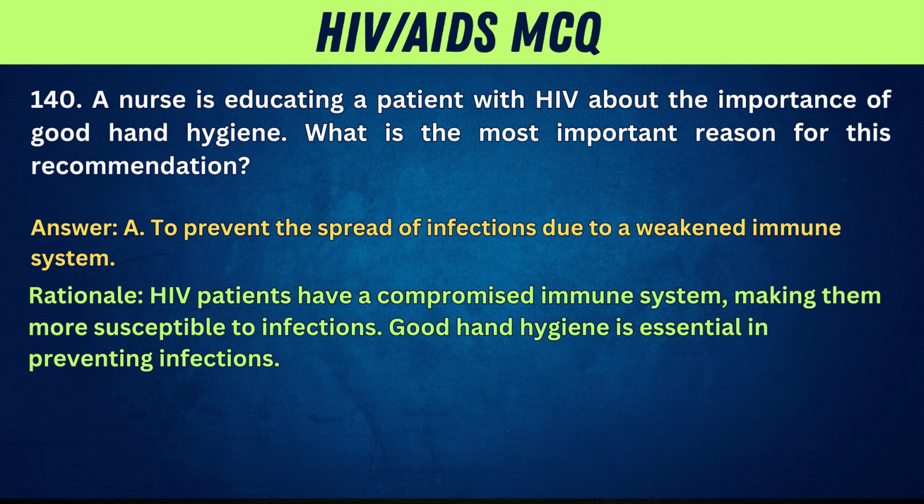Fatigue and weight loss may indicate malnutrition or wasting syndrome. Assessing nutritional intake and albumin levels can help identify causes and guide interventions.